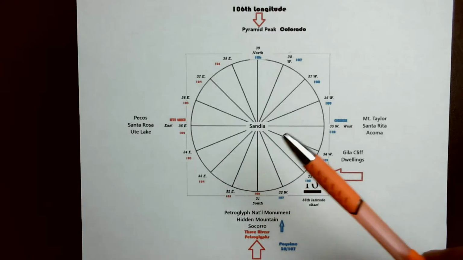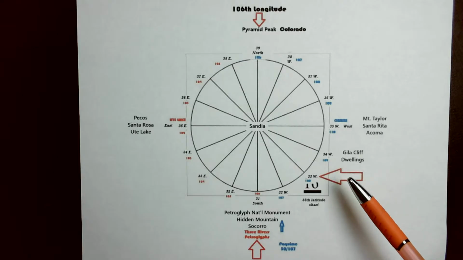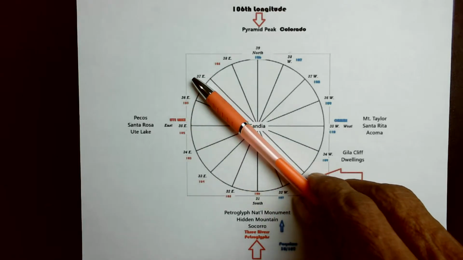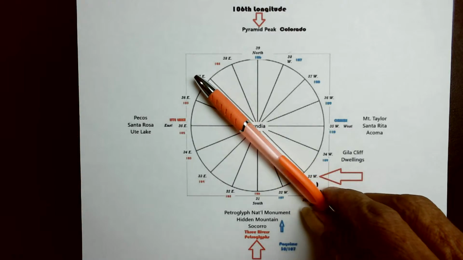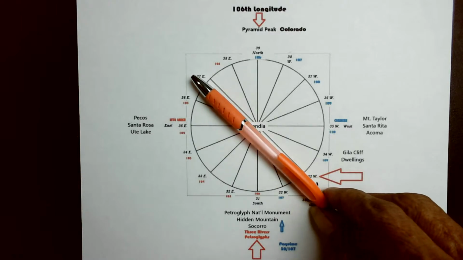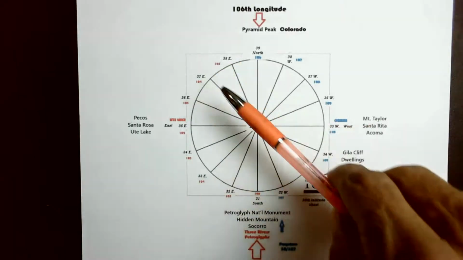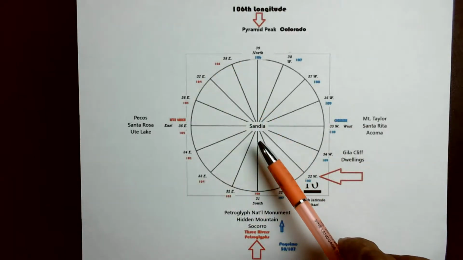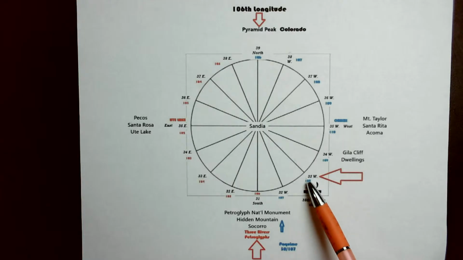But to find places, you'll find alignments like this arrow right here where it says Gila Cliff Dwellings. I'm going to show you, see where that little pen is, that little line in front of it? You follow that alignment, it'll take you directly from the Sandias to the Gila Cliff Dwellings, which is located right here.